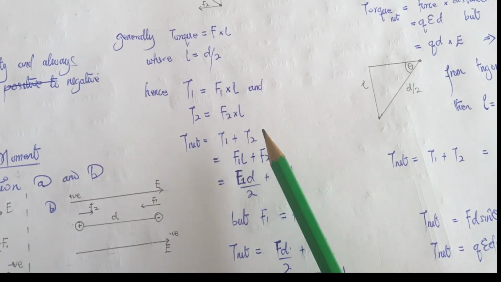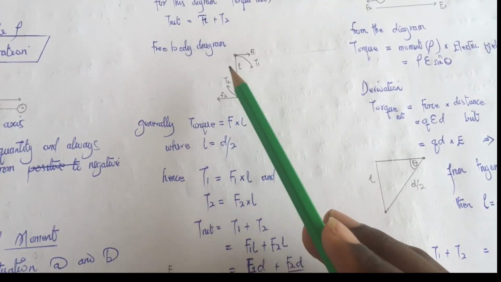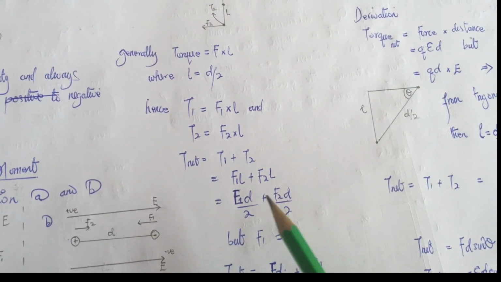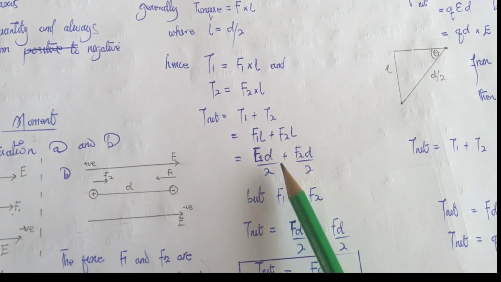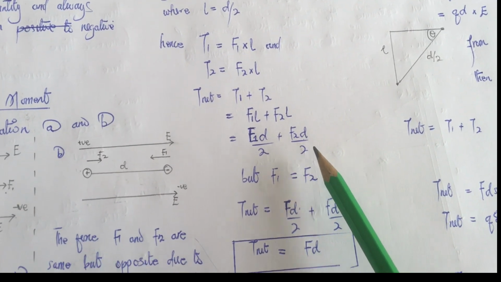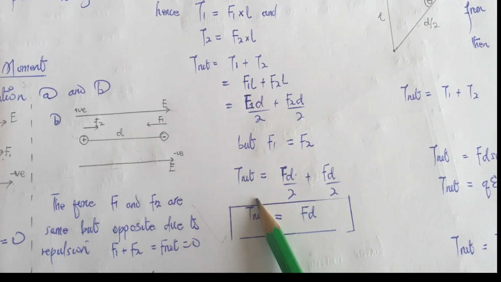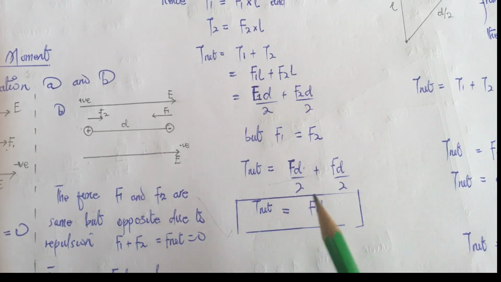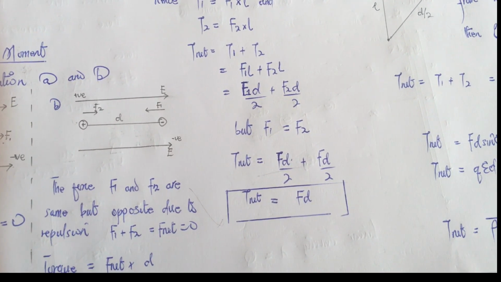But here you see they are a dipole. The charges are the same. The electric field too is the same. For that matter, the forces F1 and F2 will also be the same. The length will also be the same, so our length, as we stated earlier, is d over 2. We have substituted it here, d over 2, and here d over 2. But F1, as I stated earlier, is equal to F2. So our net torque will be equal to F times d over 2 plus F times d over 2. When you add these two, you are going to get force times the dipole axis, which is the same thing as the moment, as I stated earlier.